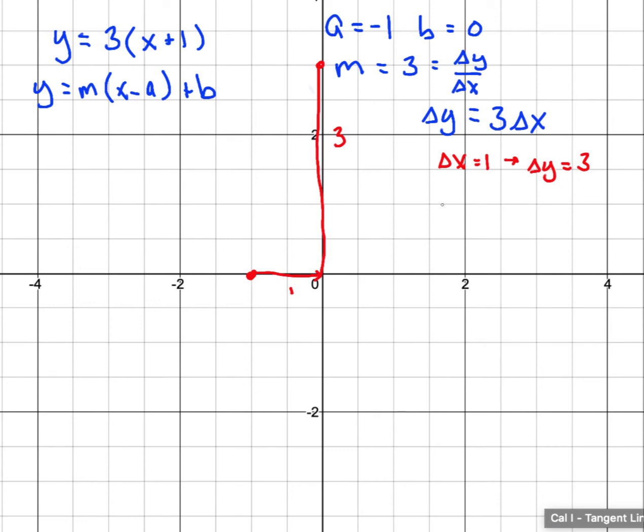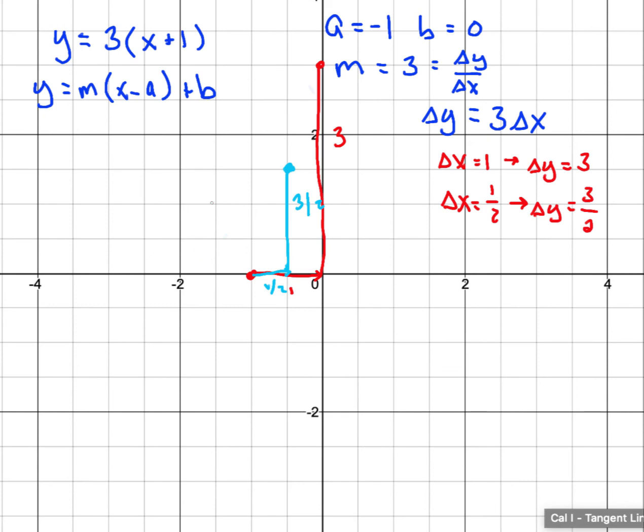Or if delta x is 1/2, then delta y is 3 times that, so it'd be 3/2. So if I go maybe 1/2 in the x direction, I will go 3/2. So I will go 1 and a half, right? That would be right there. So I know that this is another point on my graph.